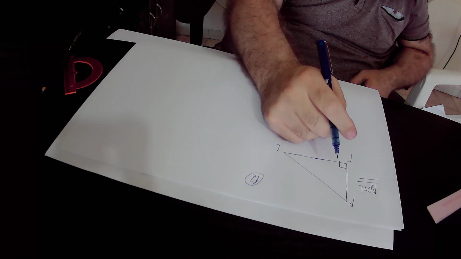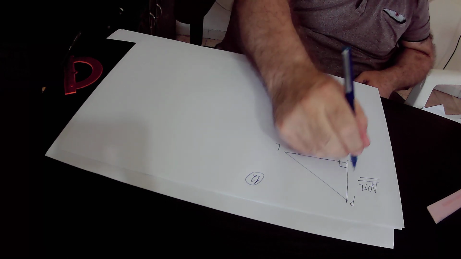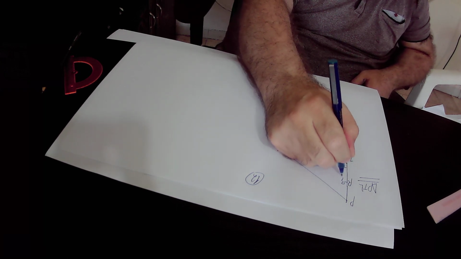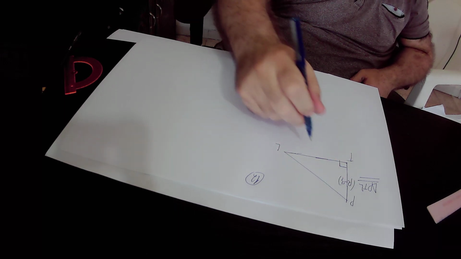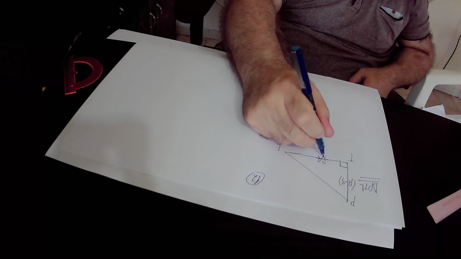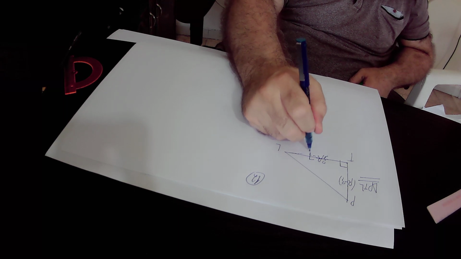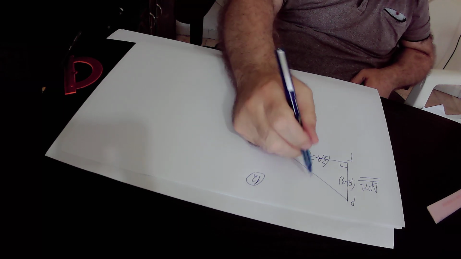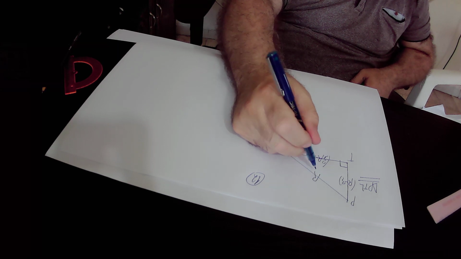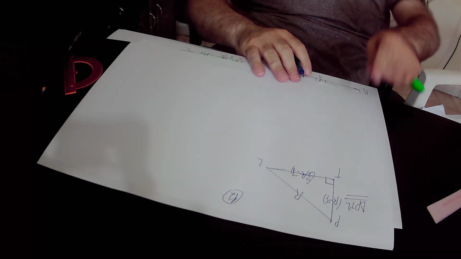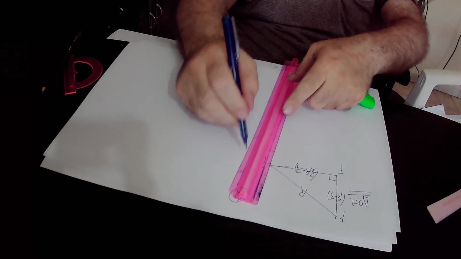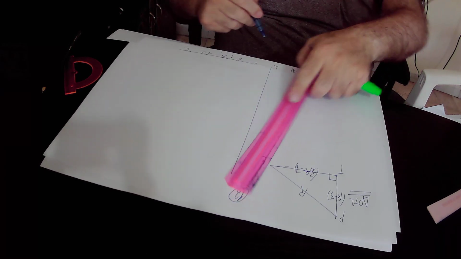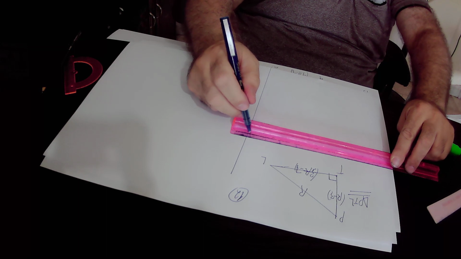PT equals R minus 3, TL equals 3R minus 7, and the hypotenuse PL equals R. So this is the right triangle PTL that I copied from the original drawing. We'll implement the Pythagoras theorem on the right triangle PTL.